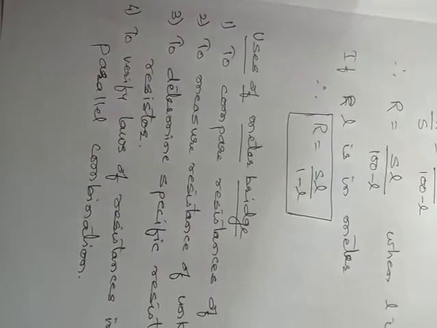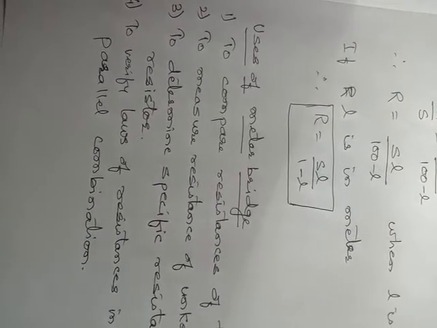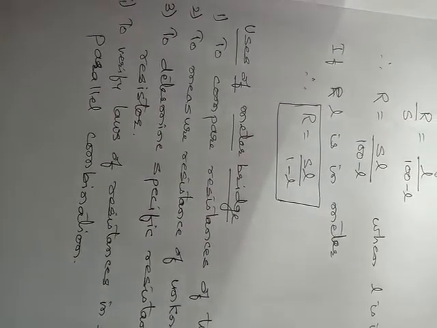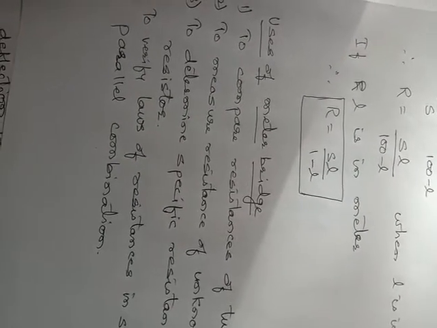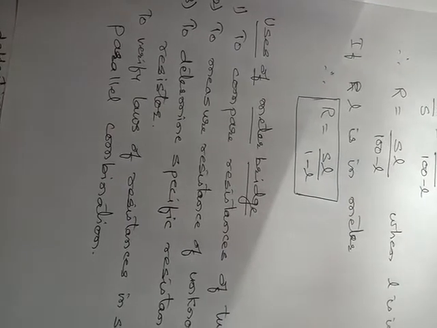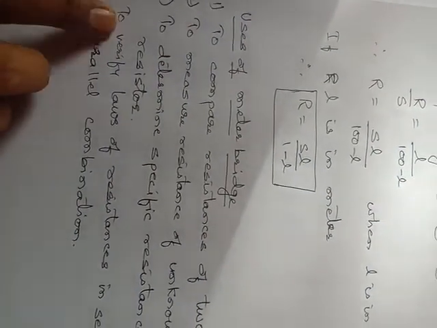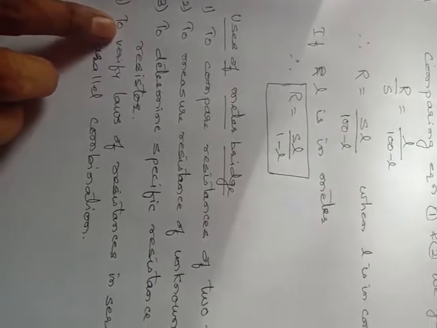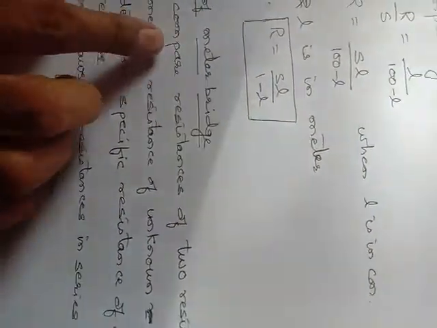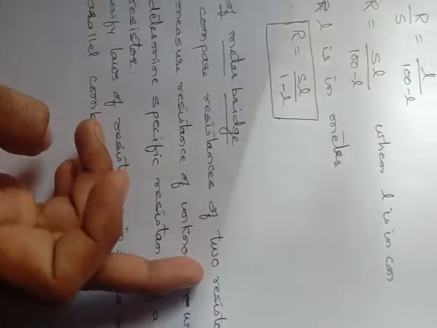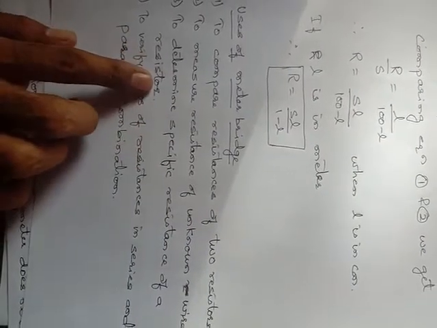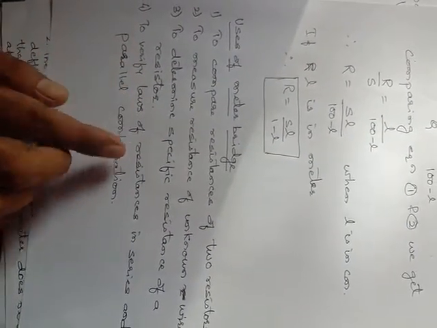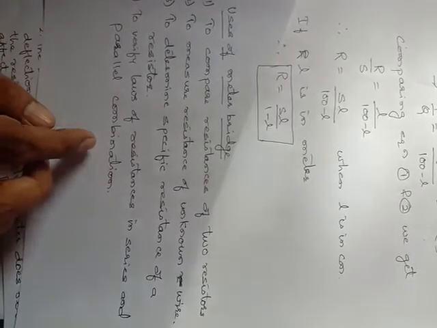Now these are the 4 experiments we have to do for this particular chapter. I had already told you that this chapter is very important for theory as well as practicals, so all these 4 experiments we have to perform. Uses of the meter bridge: to compare the resistance of two resistors, to measure the resistance of an unknown wire, to determine the specific resistance of the resistor, and to verify the laws of resistances in series and parallel combination.